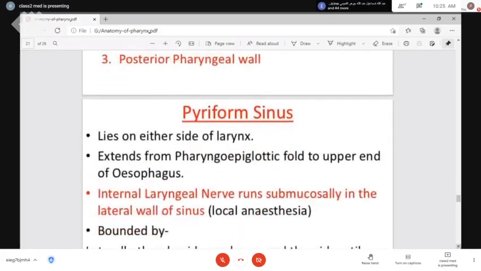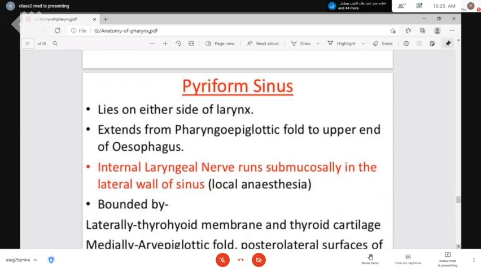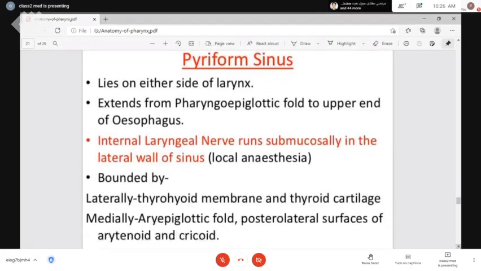The piriform sinus lies on either side of the larynx. It extends from the pharyngoepiglottic fold to the upper end of the esophagus. The internal laryngeal nerve runs submucosally in the lateral wall of the sinus, so it is important when using local anesthesia in this part.